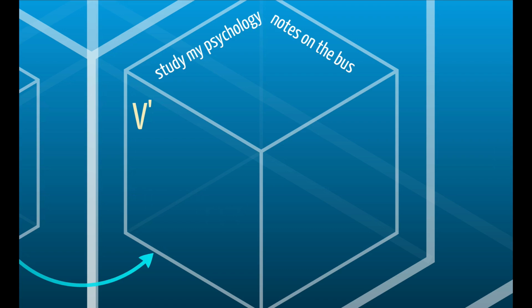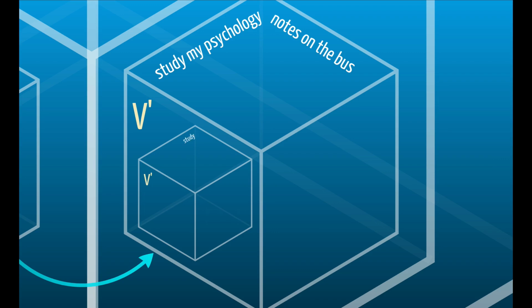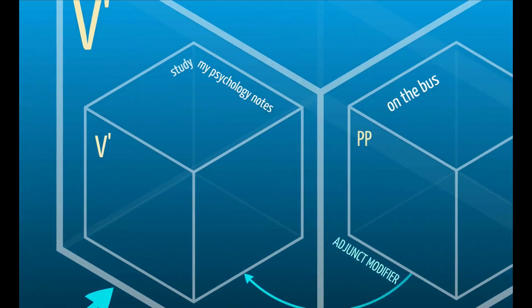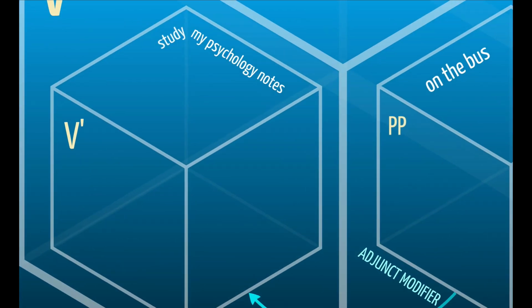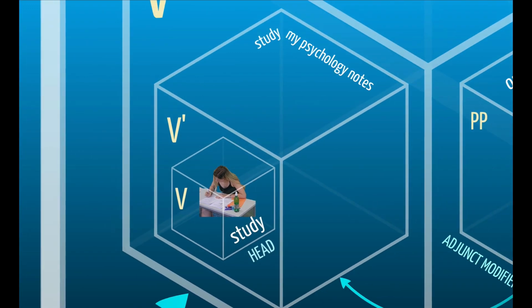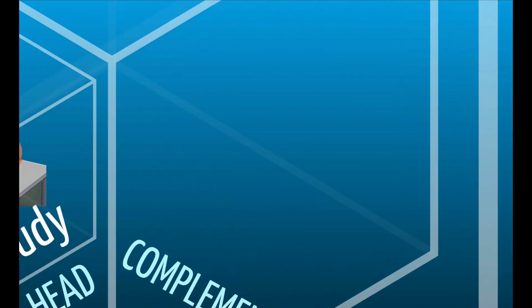This V-bar phrase consists of a V-bar container for study my psychology notes and the PP on the bus, which functions as an adjunct modifier of the V-bar to which it adjoins on the right. Again, as an adjunct, it combines with a bar-level phrase to create an enclosing bar-level phrase. Inside the V-bar to which it adjoins, there is the V-head of the whole VP, which is study, and adjacent to it on the right is its DP complement, my psychology notes.